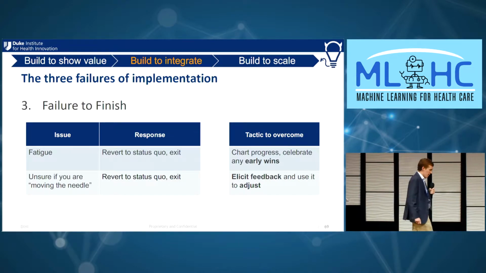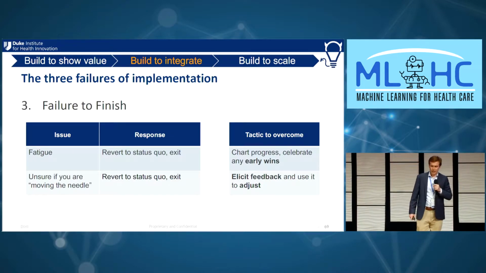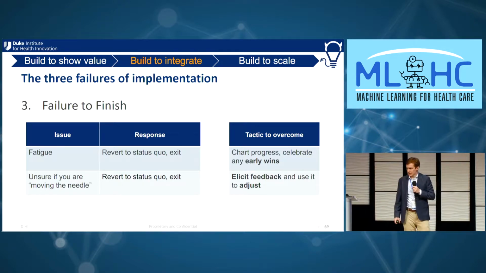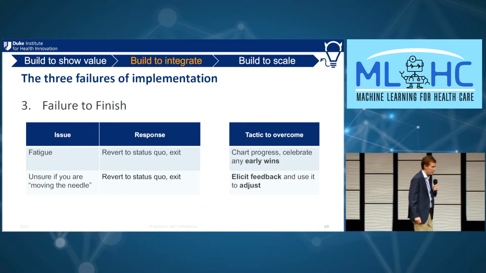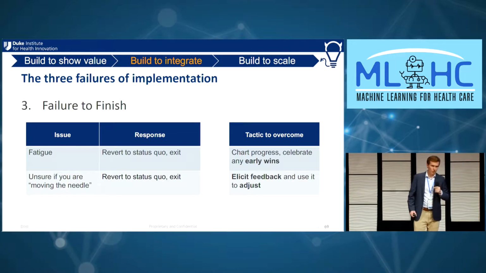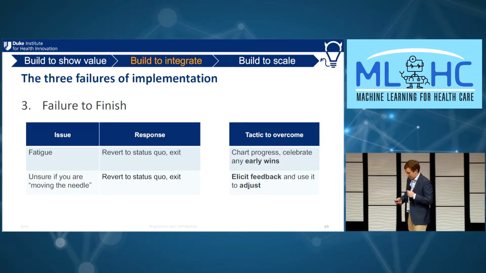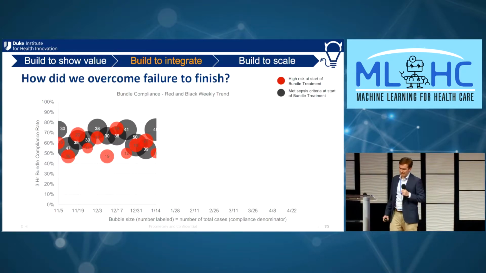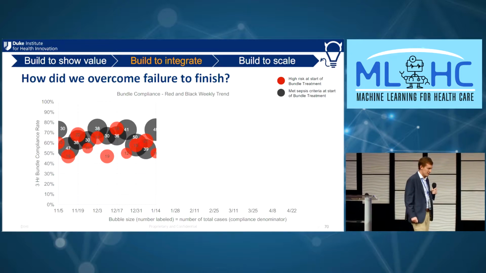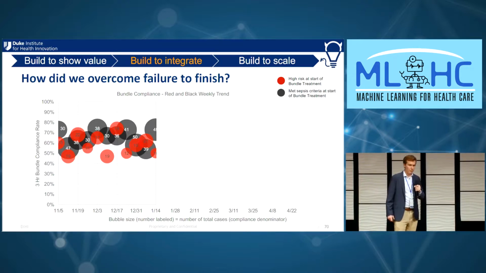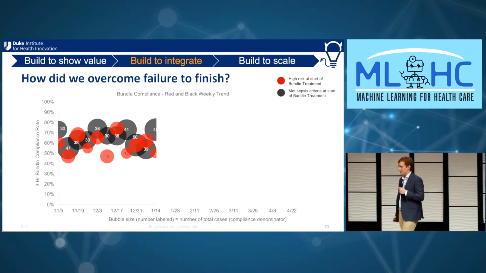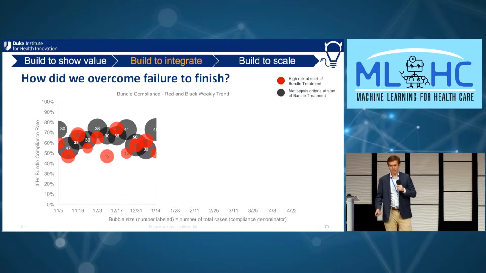So the third failure, which is sort of a misnomer in that it implies that there is a finish line, is failure to finish. And really that is the idea that fatigue sets in, and there's a lack of clarity about whether I'm actually doing anything to move the needle. And so I really go back to status quo, even though I was able to start down the right path. One of the points that we found to be very effective, and what I'm very proud of, is the weekly progress report that we started putting out, which was focused on Sepsis Watch volumes and Sepsis Watch bundle compliance rate as it was coming in week by week.